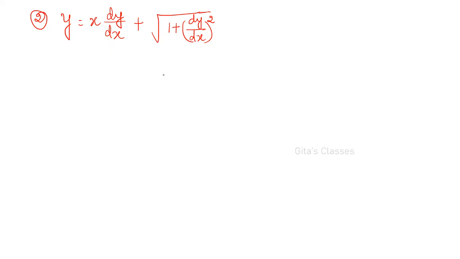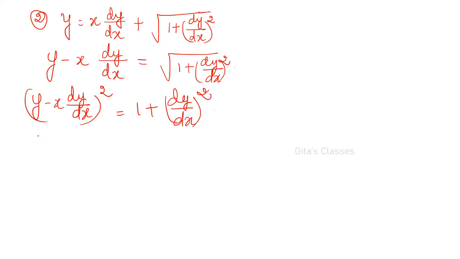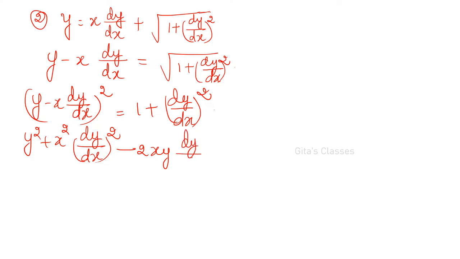Now another example. Now you have root of 1 plus. So this should be removed. How can you remove? Let us simplify this. y minus x into dy by dx, you bring this to the left hand side, is equal to root of 1 plus dy by dx the whole square. So squaring on both sides, y minus x into dy by dx the whole square is equal to 1 plus dy by dx the whole square, right? So now expanding this, y squared plus x squared into dy by dx the whole square minus 2xy into dy by dx is equal to 1 plus dy by dx the whole square.